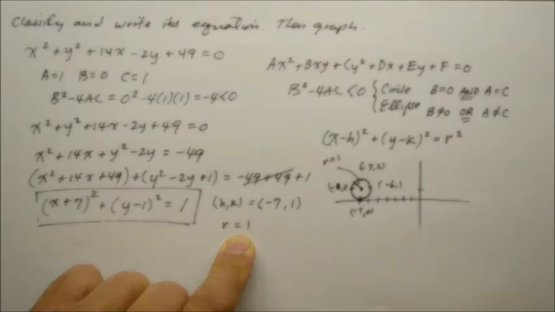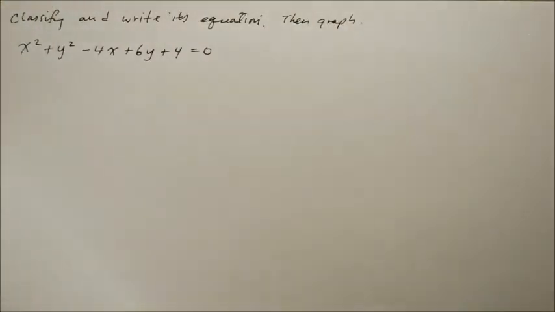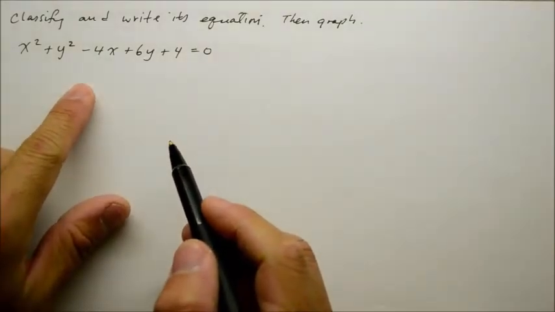There it is. Okay, so now that you see the example of how to classify and graph a circle, let's have you try one on your own, given this standard form to classify the conic section. Try it.